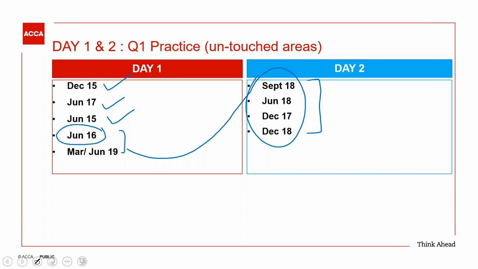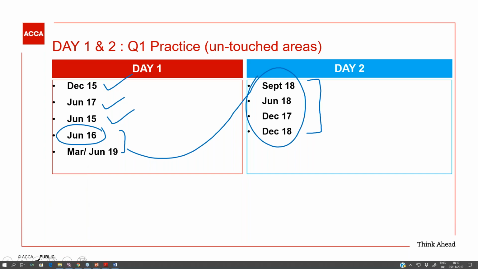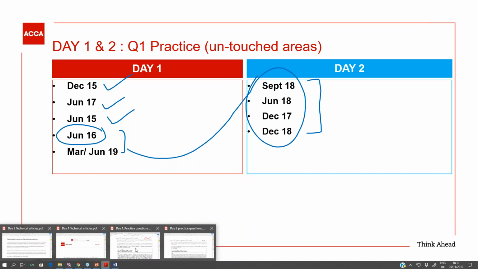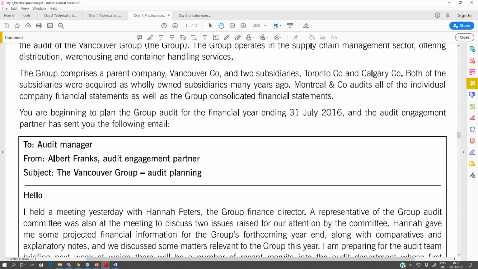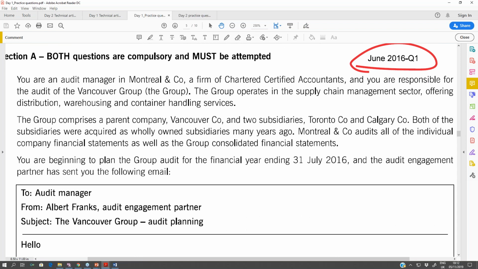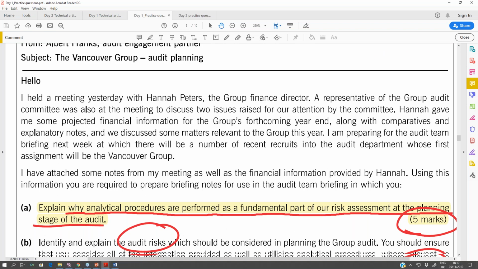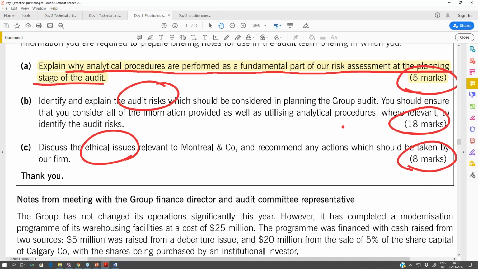So let's start with the agenda, and let's start where we were yesterday, the June 16 question number 1, and we were looking at the untouched areas from that exam paper. Right in front of your screen is the June 16 question number 1, which we were doing yesterday. In it we were looking at the untouched area, which was basically part A. Part A, for 5 marks, was asking: explain why analytical procedures are performed as a fundamental part of our risk assessment procedure at the planning stage of the audit.